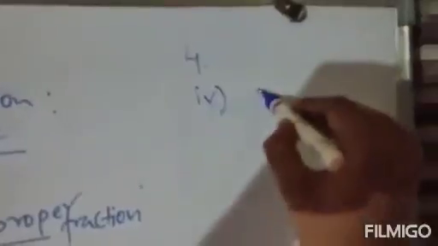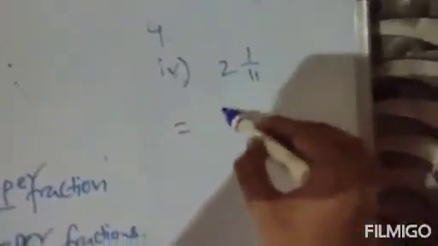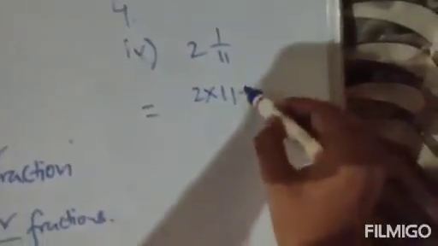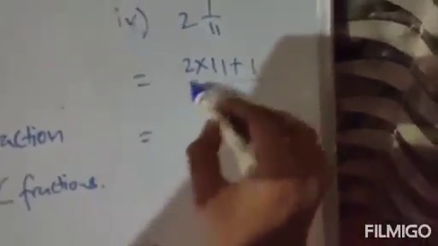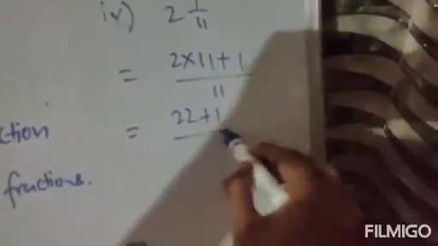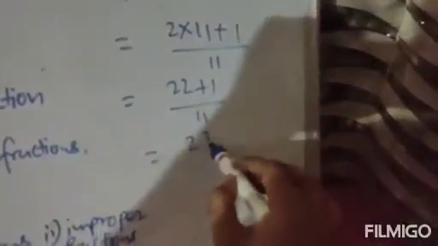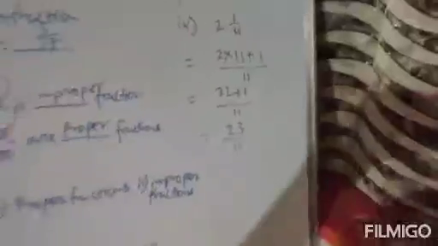Next fraction, 2 upon 1 by 11. In the same way, we will first multiply these two numbers, that is 2 into 11, and then we will add the numerator, divide by 11. So 2 into 11, that is 22, plus 1 divided by 11. So 22 plus 1, that is 23 divided by 11. So it is an improper fraction where the numerator is 23, which is greater than the denominator. So we will solve these questions like this. Next, question number 5.